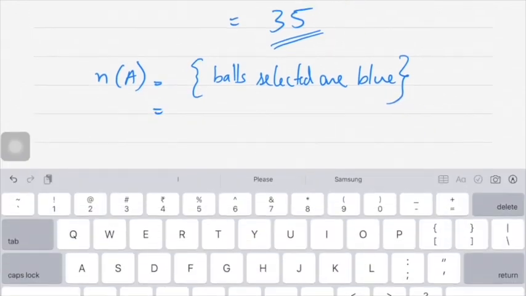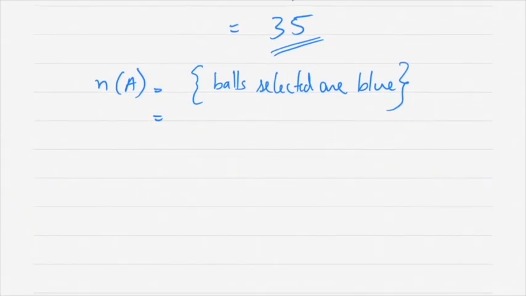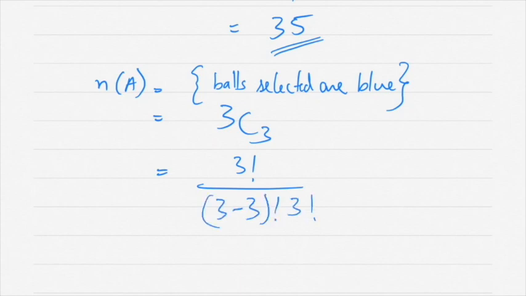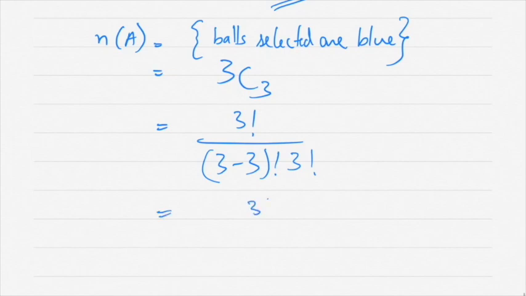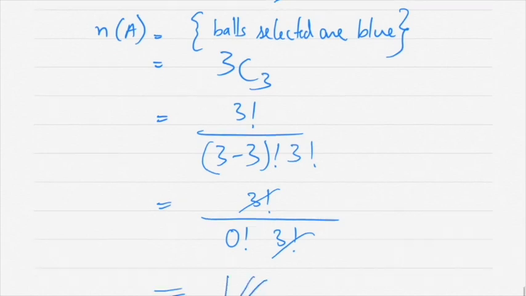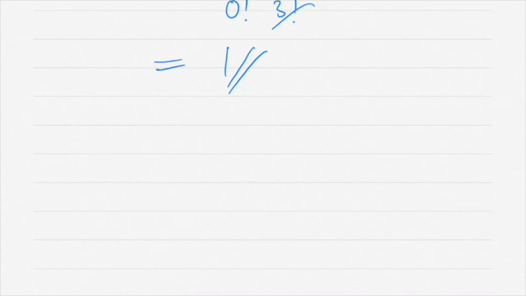How many blue balls are there? There are 3 blue balls, right? So out of 3 blue balls, 3 are selected. So that means it is 3C3. 3C3, you know, when n and r are equal, then the answer is 1, right? Still we'll solve it. 3 factorial, 3 minus 3 factorial, 3 factorial. So 3 factorial, 0 factorial, 3 factorial. 0 factorial is 1, correct? And 3 factorial cancels, so 1.